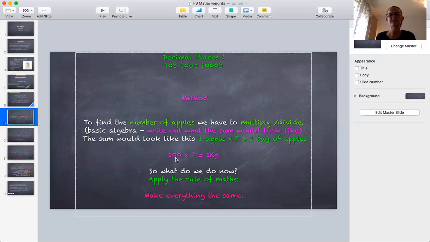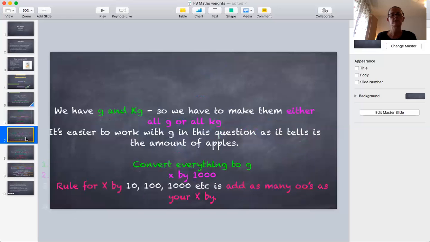They're not the same. They measure things in different ways, right? So we apply the rules of maths, make everything the same. Good, you're doing well. Let's carry on. So we have grams and kilograms. So we have to make them either all grams or all kilograms.